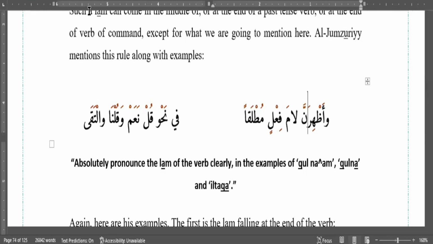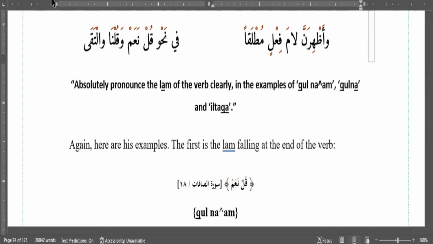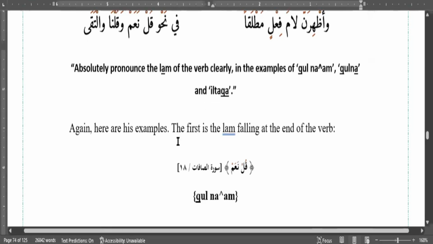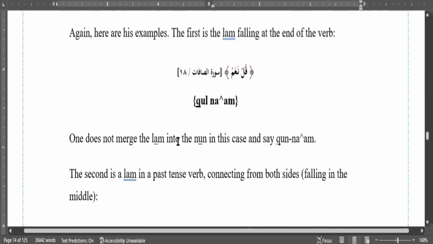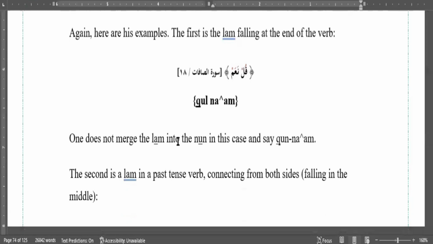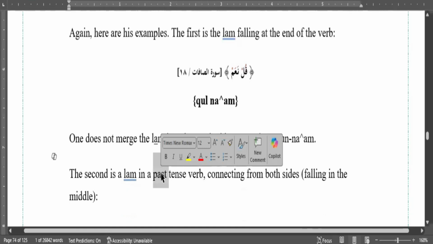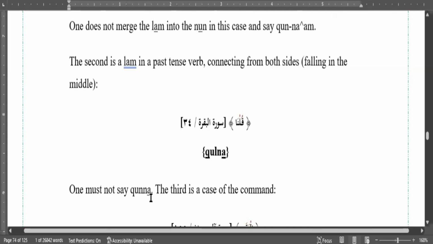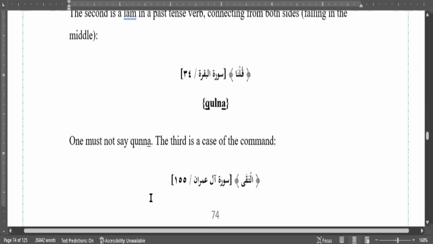In the likes of Qul Na'am, wa Qulna, also same thing. Wal Taqa and Iltaqa. Though the lam came before a ta, we pronounce the lam. Again, here are his examples. First is the lam falling at the end of the verb. Qul Na'am. One does not merge the lam into the noon in this case, and then say Qun Na'am. The second is the lam in the past tense verb, connecting from both sides, meaning falling in the middle. Qulna. One must not say Kunna. And the third is a case of the command.